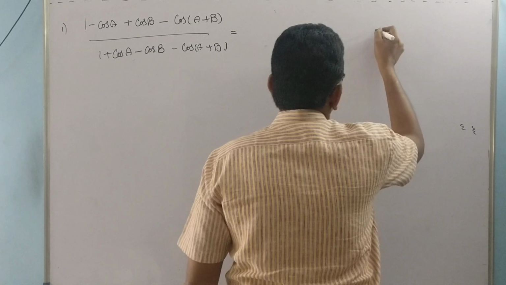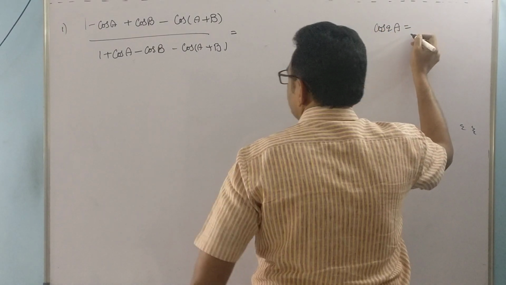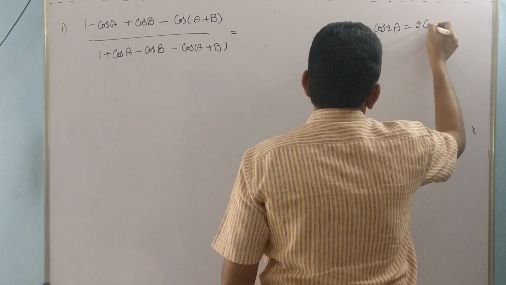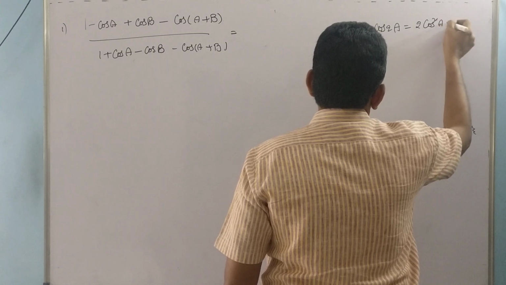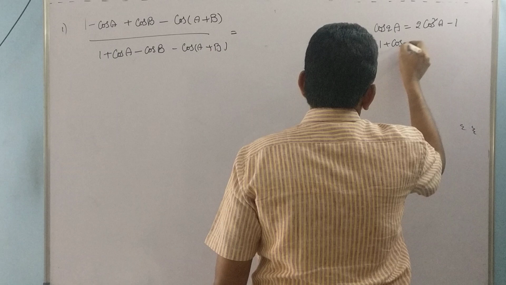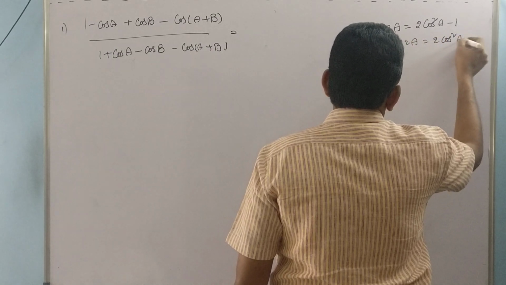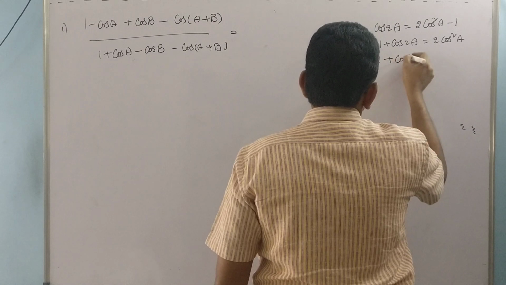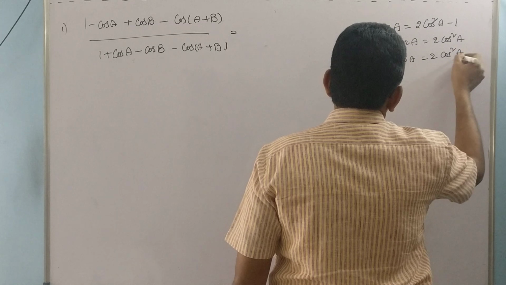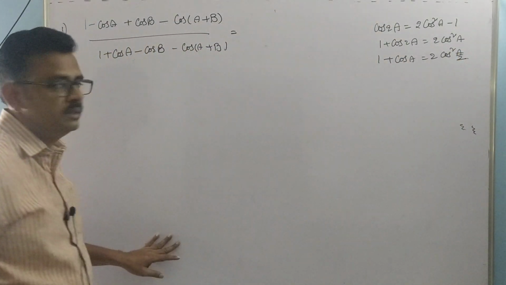By using the cos 2A formula. What about cos 2A? There are two formulas. One is 2 cos² A − 1. So 1 + cos 2A is equal to 2 cos² A, and 1 + cos A is equal to 2 cos²(A/2).